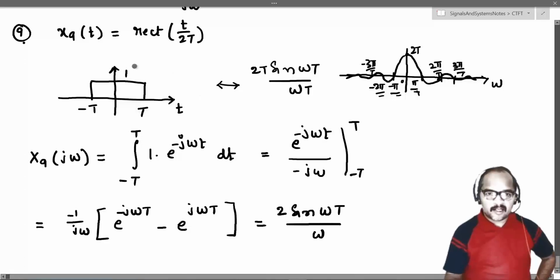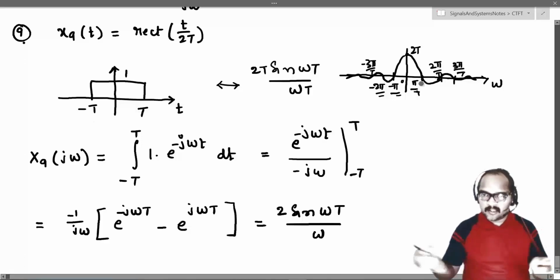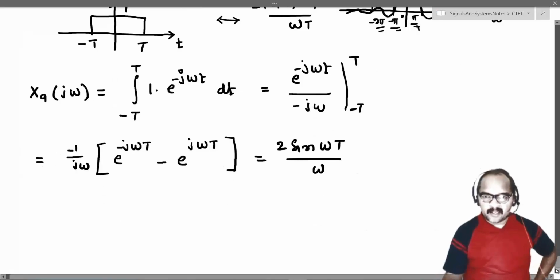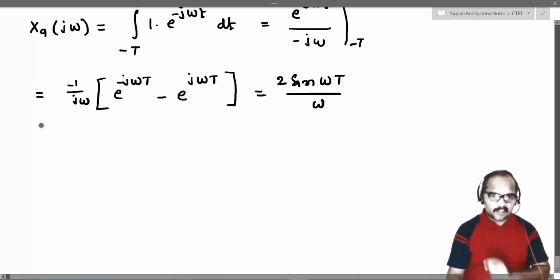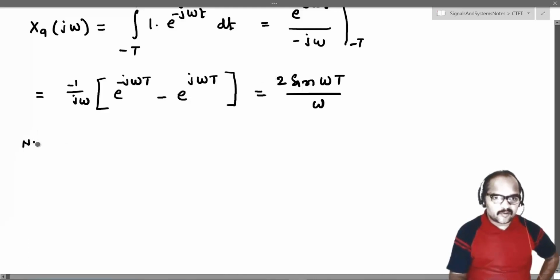Okay, so this is the Fourier transform of the rectangular function. Note that in the time domain the signal is limited, correct? From minus t to capital T. But in the frequency domain the signal is unlimited. So we'll talk about this later. Okay, but before we proceed to the next problem, let us write down this function in terms of the sinc function. So that also we'll write down.